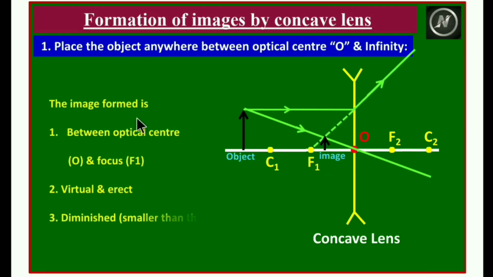The image formed is between optical center O and focus F1, and the image type is virtual and erect. The image nature is diminished, smaller than the object. The image size is smaller than the object.